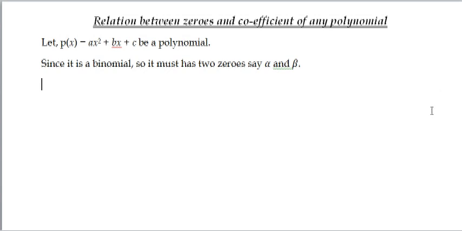So what we will get in this case is that the sum of the zeros, that is alpha plus beta, will be minus b by a, and alpha beta is equal to c by a. The values of a, b, c you will get from this polynomial. This is the basic concept, but what we need is the use of this knowledge.